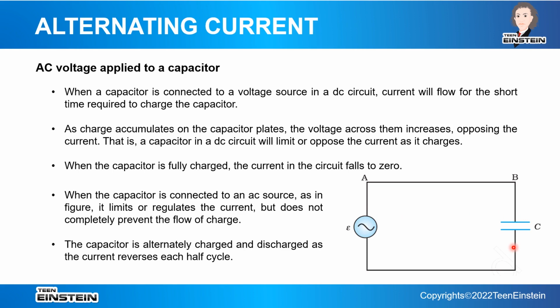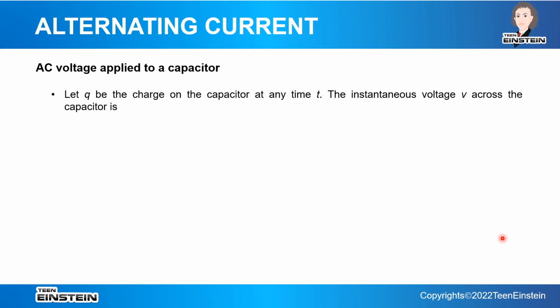When the current reverses its direction, or when the voltage reverses its direction, it means the polarity of where the positive and negative are connected will also change. So then the capacitor will start discharging. So this cycle keeps happening.